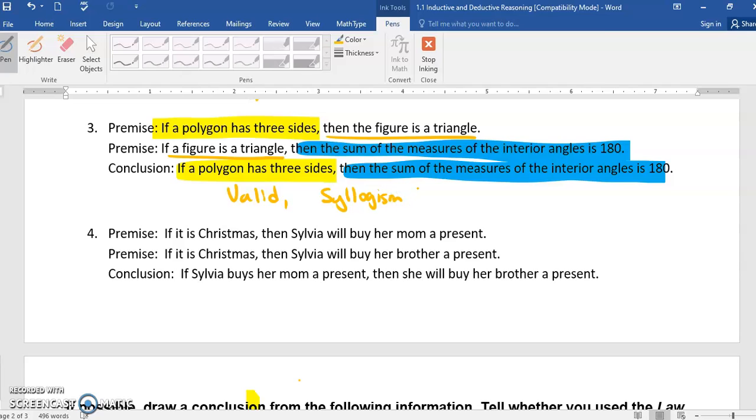If it is Christmas, Sylvia's going to get her mom a present. If it is Christmas, she's going to get her brother a present. So, conclusion: if she gets her mom a present, then she will also get her brother a present. Again, that's not valid. It could be Mother's Day. She got her mom a present. Doesn't mean she'll get her brother a present. The end of the first one doesn't match the beginning of the second one. So we're not going to make that valid conclusion.